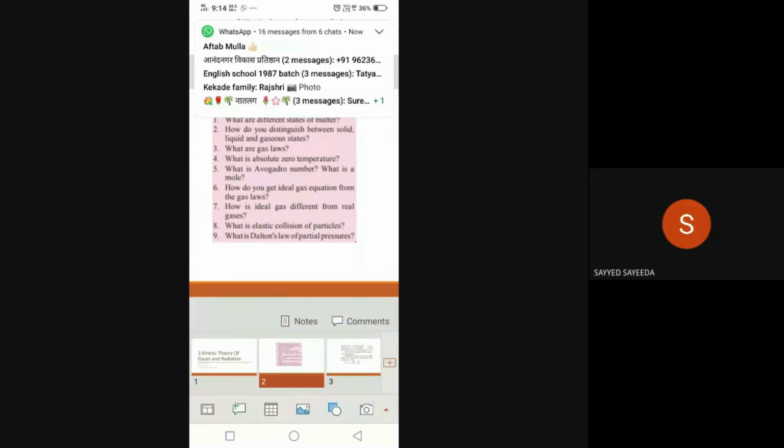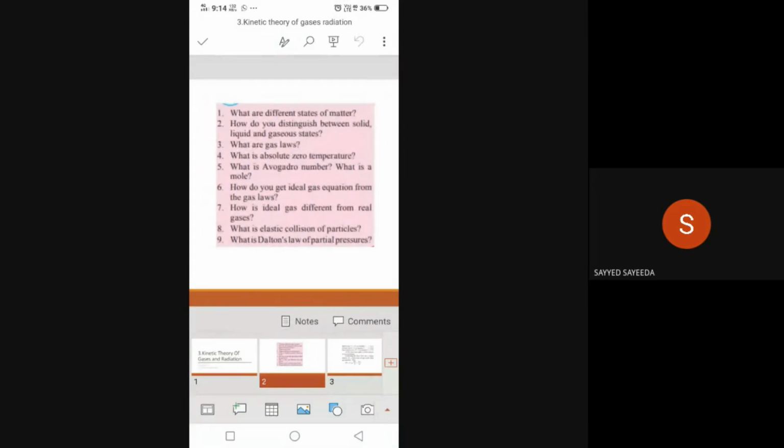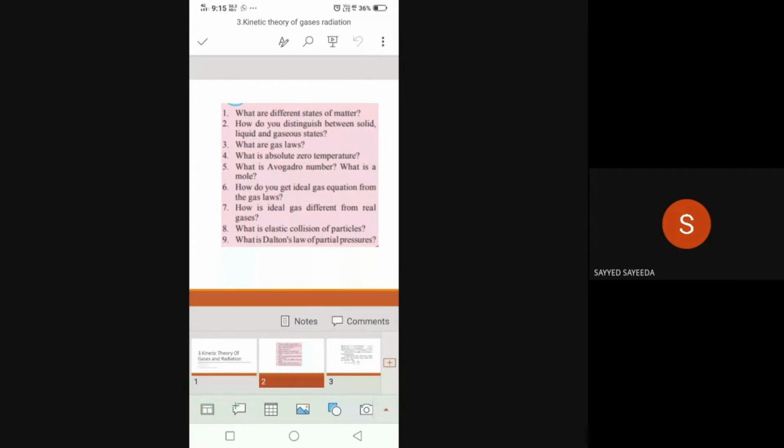Sir, screen is not clear. Okay, can you see the screen now? Yes, sir. Okay. See what you do, if the screen is small in size, you can enlarge it. So you have that facility. You can see the letters by enlarging.